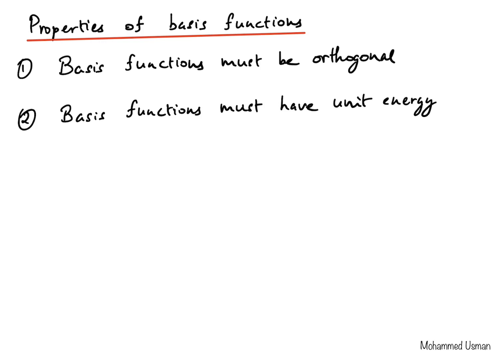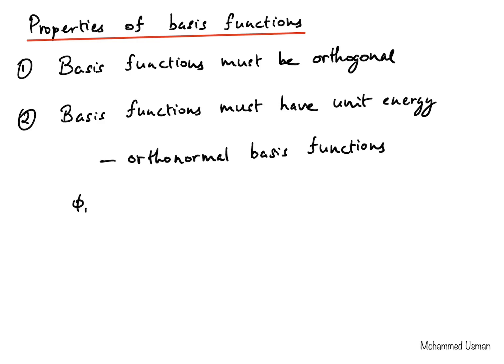So basis functions which satisfy both these properties, that is of being orthogonal with respect to each other, and also each of them having unit energy, that is energy equal to 1, we call such basis functions orthonormal basis functions. So these are called orthonormal basis functions.